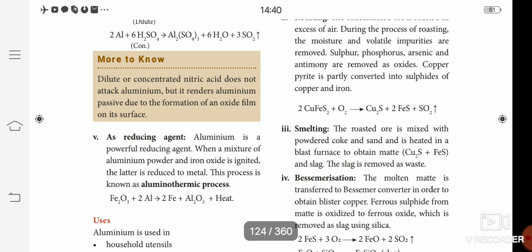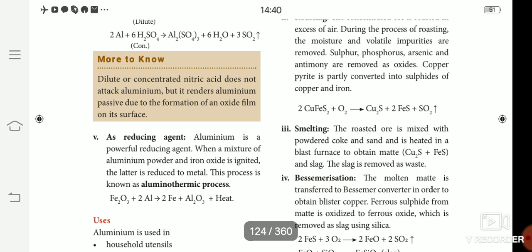Then the smelting process. The roasted ore is mixed with powdered coke and sand and heated in a blast furnace to obtain the matte. The matte is a mixture of copper glance, Cu2S, and iron sulfide, FeS. The slag is removed as waste.